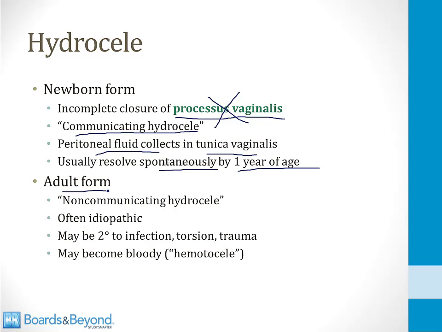Now, in the adult form of hydrocele, there's no longer a processus vaginalis. It is closed off, so there's no communication between the scrotum and the abdomen. So hydroceles that occur in this setting are called non-communicating hydroceles. They are often idiopathic.